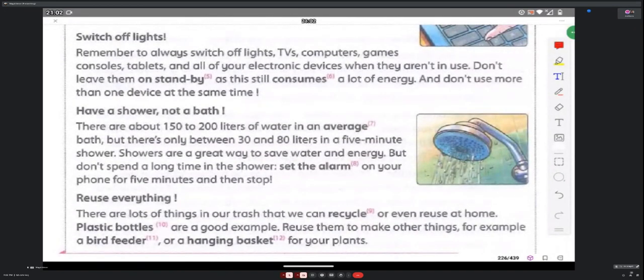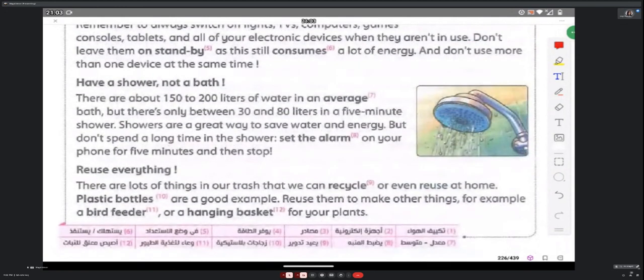There are about 150 to 200 liters of water in an average bath, but there is only between 30 and 80 liters in a 5 minute shower. Showers are a great way to save water and energy, but don't spend a long time in the shower. Set the alarm on your phone for 5 minutes and then stop.